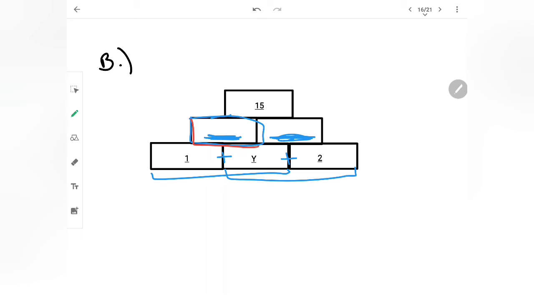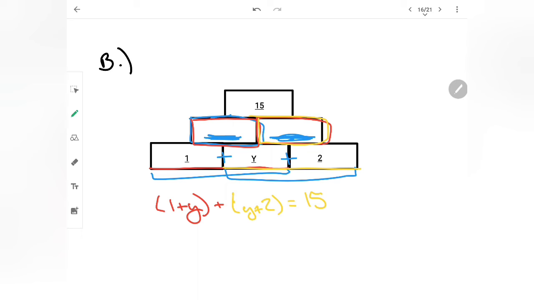So for our first blank right here, we're going to put 1 plus y. And you can do parentheses if you'd like. It really doesn't hurt anything. And then for our second blank right here, we're going to do y plus 2. So 1 plus y plus y plus 2 should be equivalent to our overall total of 15.